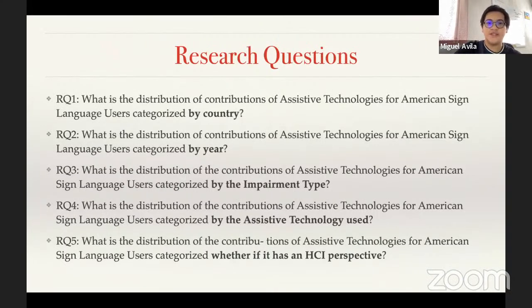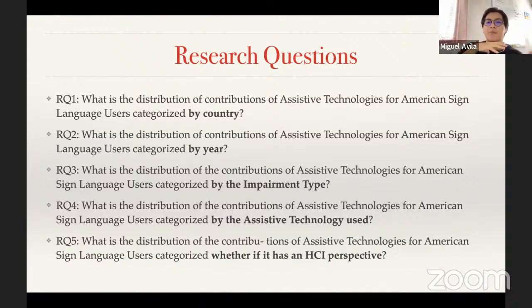The first one is the distribution of the contributions, we mean the papers, of assistive technologies for American Sign Language categorized by country. The second one is categorized by year. The third one is categorized by impairment type. The fourth is categorized by the assistive technology used. And the fifth is categorized by whether it has an HCI perspective or UX methodology.